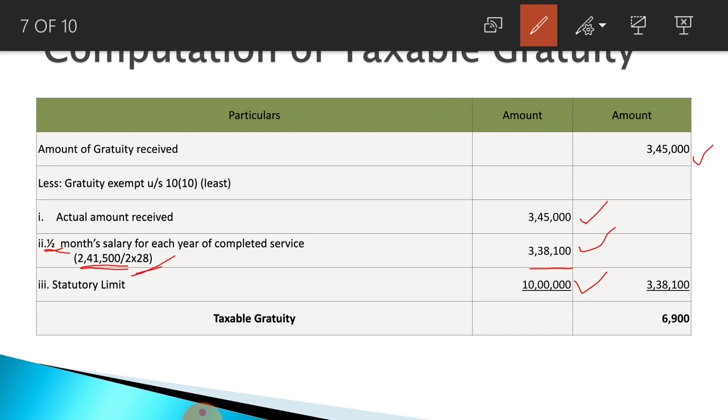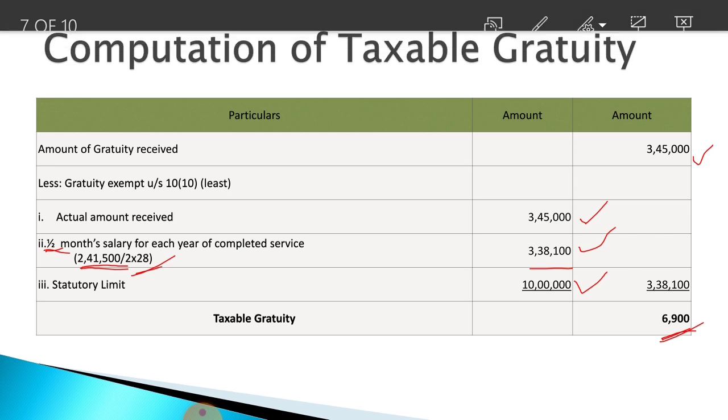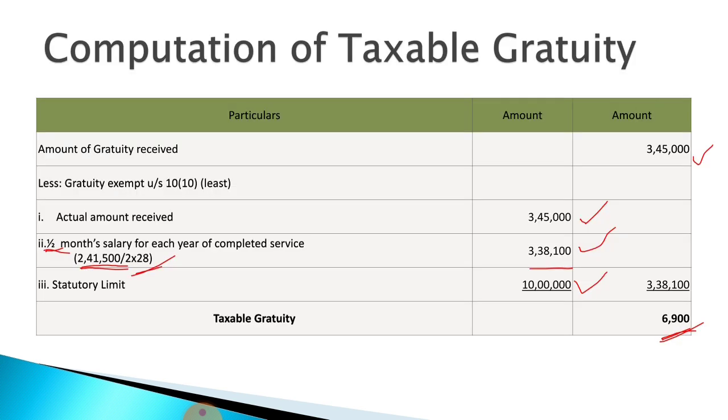3,38,100. When you deduct 3,38,100 from the amount of gratuity received, you get taxable gratuity as 6,900. This is the taxable gratuity of Mr. Ajay after his retirement. So this is the problem relating to taxable gratuity of employee not covered by the Payment of Gratuity Act of 1972. This type of problem also may come for 4 marks in your final exam.